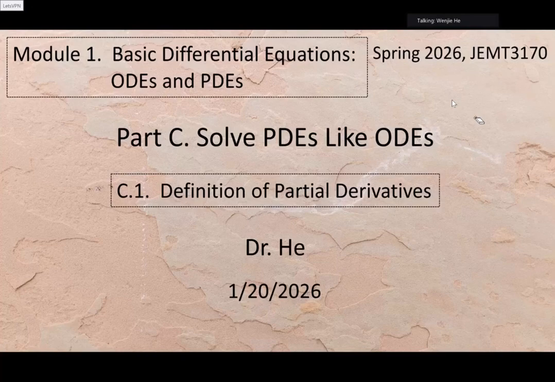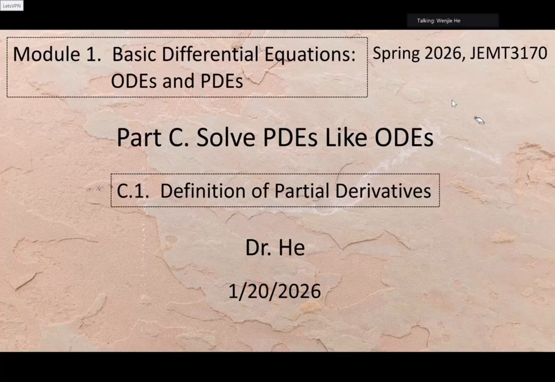Each module typically has 5 parts, A, B, C, D, E. In one of the 5 parts, I talk about PDEs. So this is the first one. Basically, I give you some simplest, basic background information of PDEs, partial derivatives.